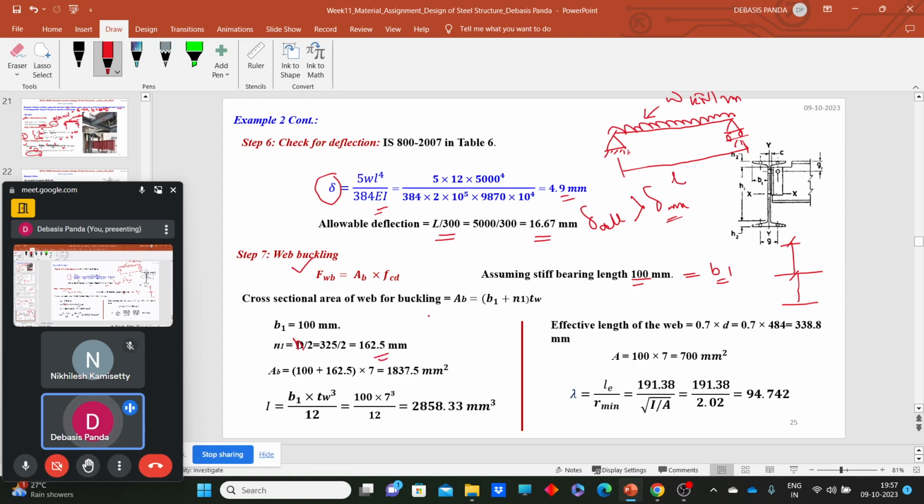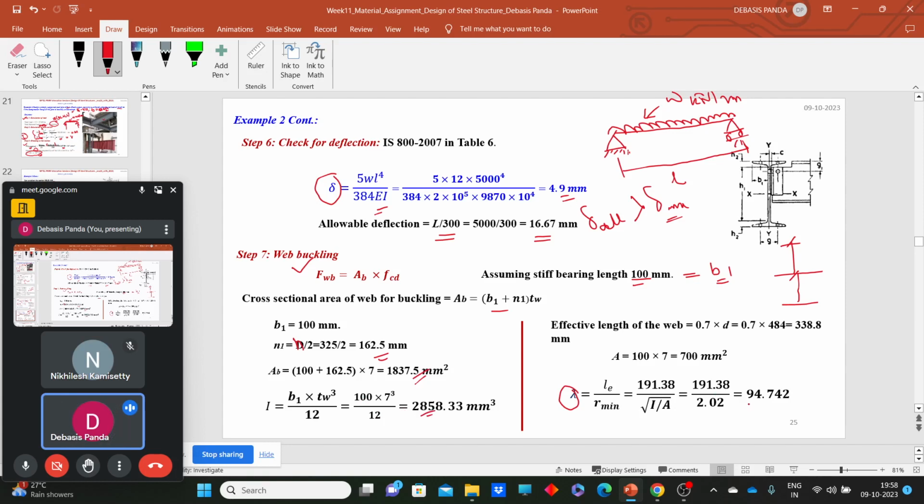So now we can calculate the value of AB. AB is nothing but B1 plus N1 into TW. So that comes as this. And what is the I value? Why do we need that I value? Because we need to calculate the lambda value for the web buckling area. So I is nothing but B1 with respect to this bearing length. We need to calculate all the parameters. With respect to that bearing length, what should be the moment of inertia? That moment of inertia comes as this.